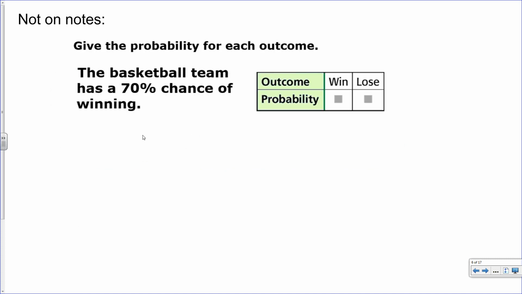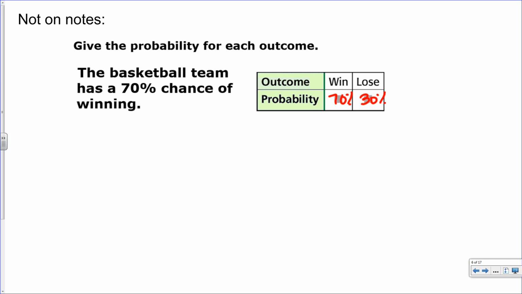This one's also not on your notes. It says give the probability for each outcome. It says the basketball team has a 70% chance of winning the game. Now this one does not ask for the likelihood, where you'd say it's likely, but it says give the probability. The probability that they'll win, we're talking about percent, 70% chance of winning, that would be a 30% chance of losing.